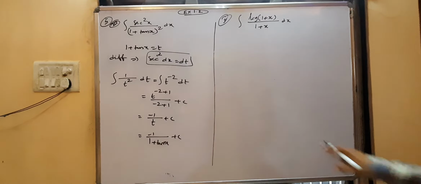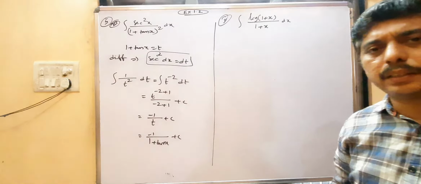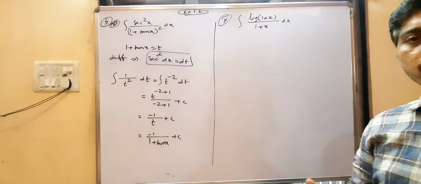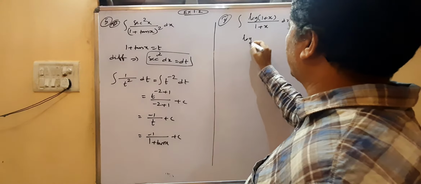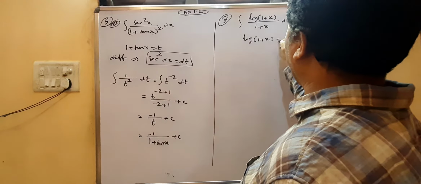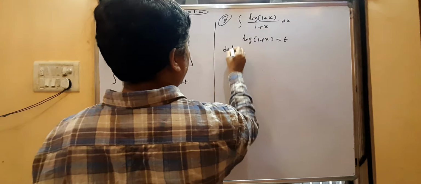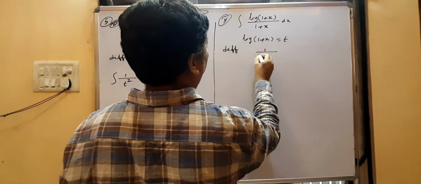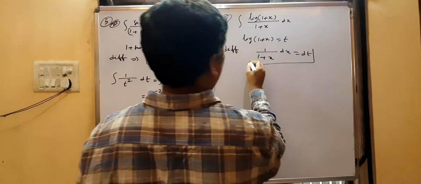Next question. Integral of log of 1 plus x by 1 plus x. What is the derivative of log x? 1 by x. Derivative of log x is 1 by x. Take log of 1 plus x as t. You have to differentiate it. It is 1 by 1 plus x, derivative of x, dx equal to dt here.